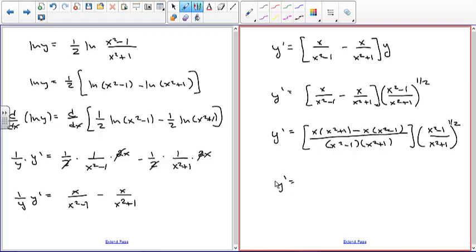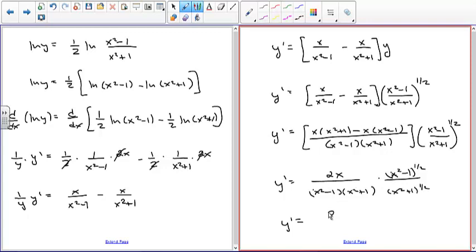And then you could combine the terms of the numerator. You're going to have x cubed minus x cubed, so these two cancel out, and you'll have x minus negative x. So you end up with 2x in the numerator. And in the denominator, you still have x squared minus 1 times x squared plus 1. And you multiply by x squared minus 1 to the 1/2 power divided by x squared plus 1 to the 1/2 power. So you can simplify here.